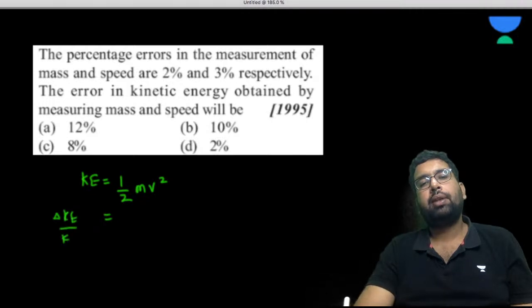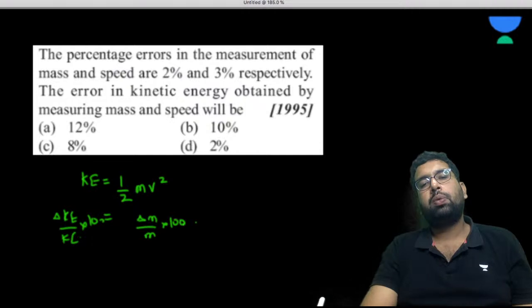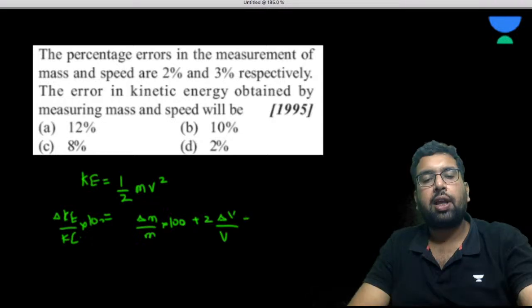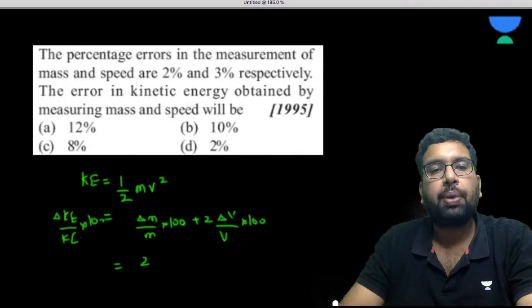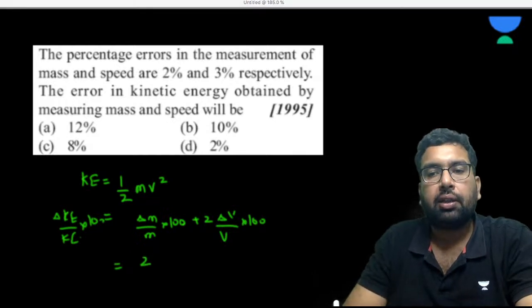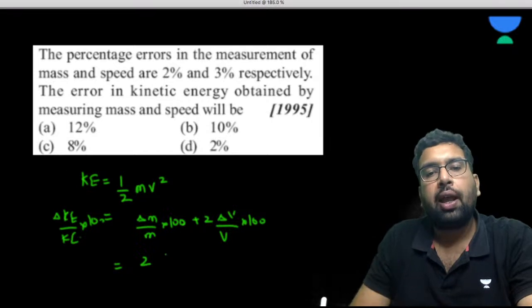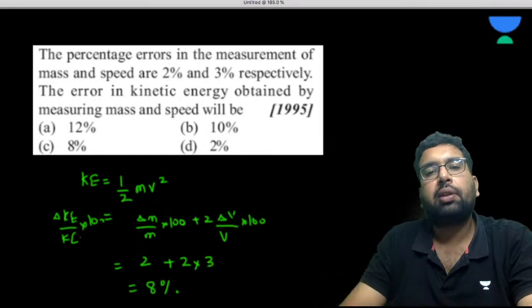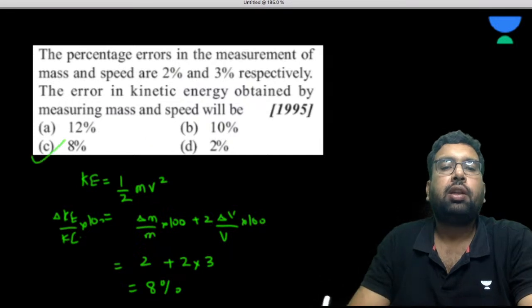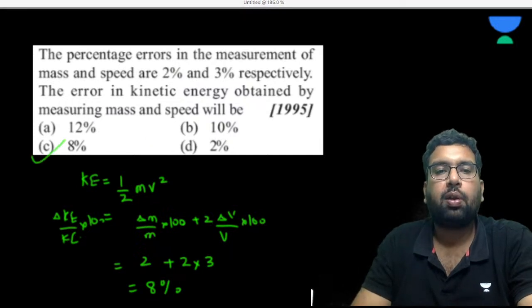Percentage error is going to be delta m by m into 100 plus 2 times delta v by v into 100, right? 2 times delta v by v into 100. So how much is it going to be? The percentage error in mass is 2%, and the percentage error in the speed is 3%. So this is going to be 8%. So that is going to be your C option.